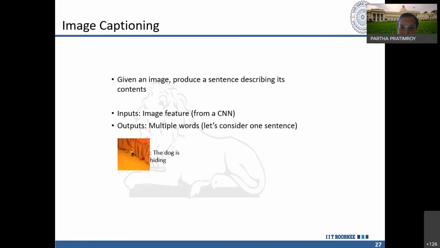There are many applications. For example, given an image, produce a sentence describing its content. That's a popular application in image processing. Given an image, you can use a CNN for classification, such as whether there is a dog or not, or what objects are there. But here you want to find a set of words that make sense, a sentence.